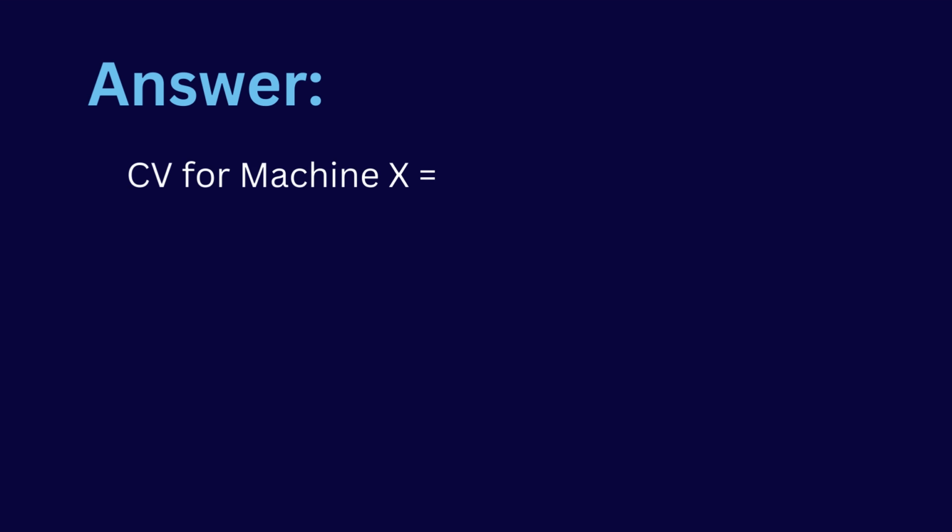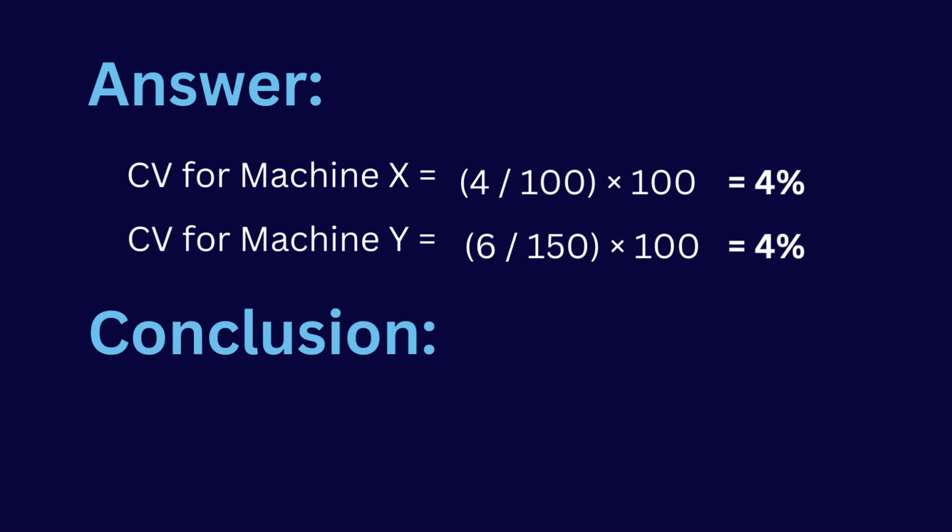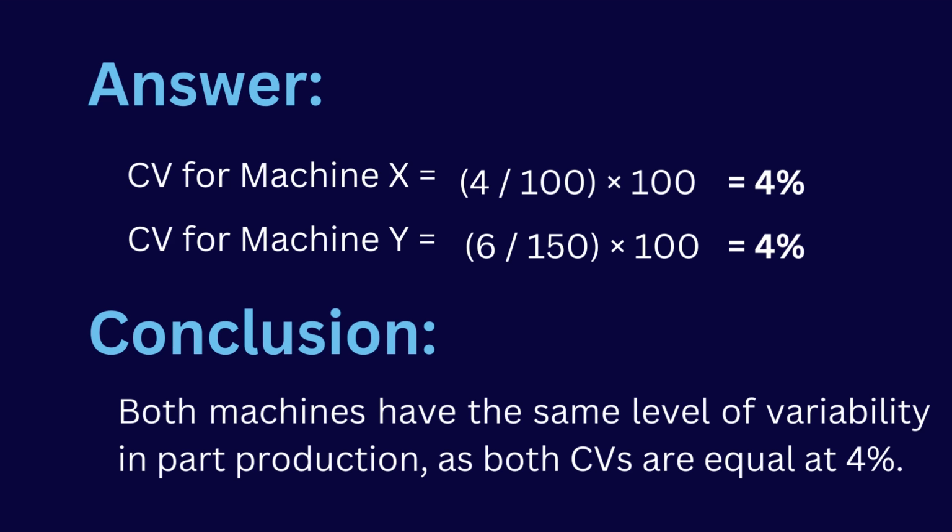CV for machine X equals 4 divided by 100 multiplied by 100, which equals 4. CV for machine Y equals 6 divided by 150 multiplied by 100, which equals 4. So our conclusion is both machines have the same level of variability in part production, as both CVs are equal at 4.